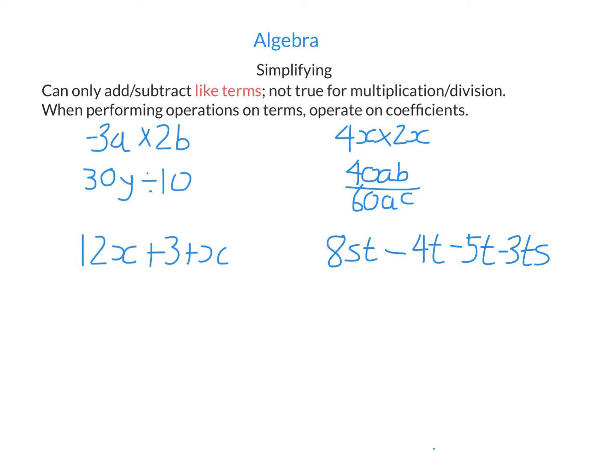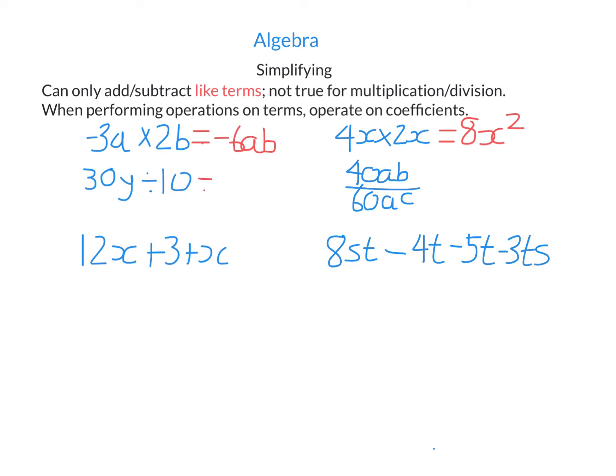So when performing operations, you operate on the coefficients. Coefficient means number in front of. What that means is for negative 3a times 2b, all we do is multiply the coefficients, negative 3 and 2. So negative 3 times 2 is negative 6, and then we can just write the letters a and b. So let's look here, 4x times 2x. Well, 4 times 2 is 8, x times x is x squared, so we're done. What about 30y divide 10? Well, we just divide the coefficients.